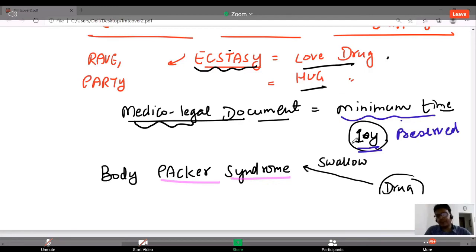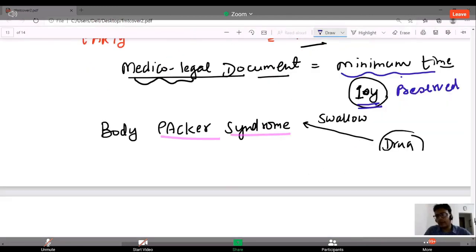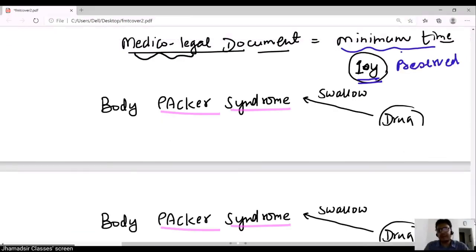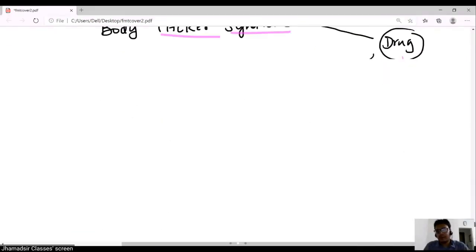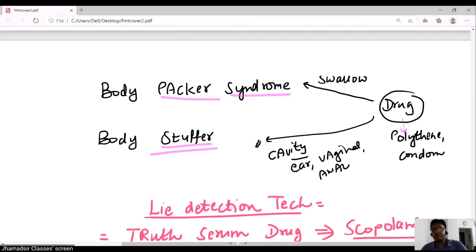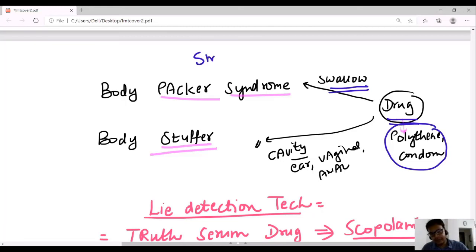Body packer syndrome. Ecstasy is a love drug or hug drug, party drug. What is body packer syndrome, sir? You swallow a drug in polythene and condom and you smuggle it from one place to another. This is known as body packer syndrome.